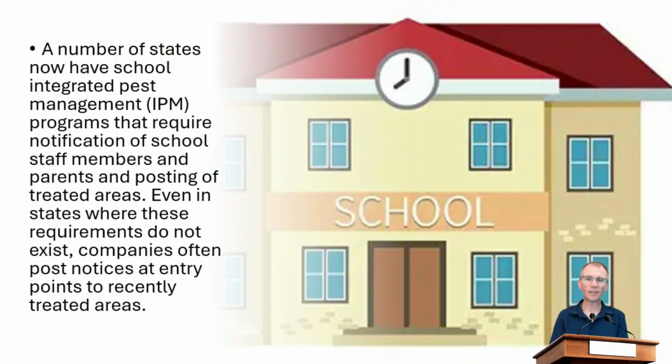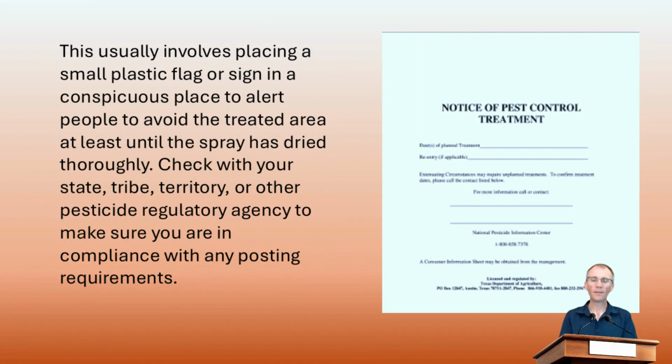A number of states now have school integrated pest management (IPM) programs that require notification of school staff members and parents and posting of treated areas. Even in states where these requirements do not exist, companies often post notices at entry points to recently treated areas. This usually involves placing a small plastic flag or sign in a conspicuous place to alert people to avoid the treated area, at least until the spray is dried thoroughly.